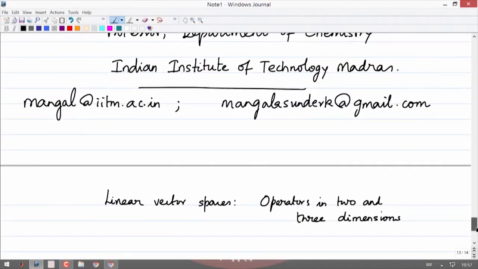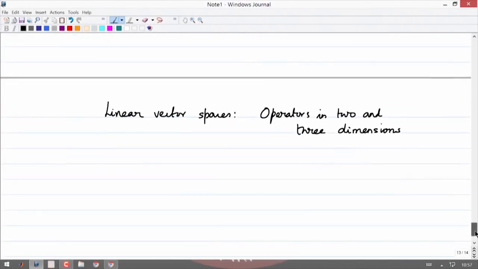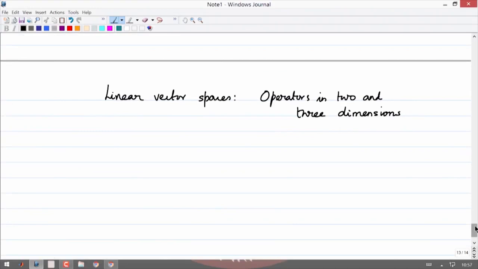mangalasundark@gmail.com. We shall continue this lecture from the previous one with the linear vector spaces, where we discussed vectors in two and three dimensions. And now the same thing, we will continue with defining operators in two and three dimensions. For that, let us recall the definition of the vectors using matrices, column vectors, namely x in two dimension as 1, 0 and y in two dimension as 0, 1.